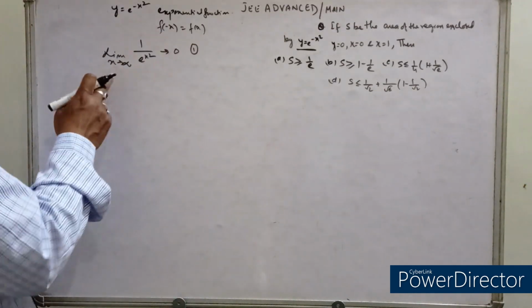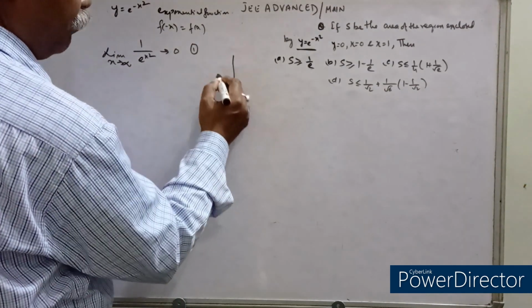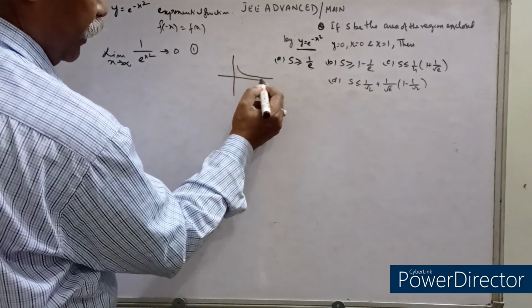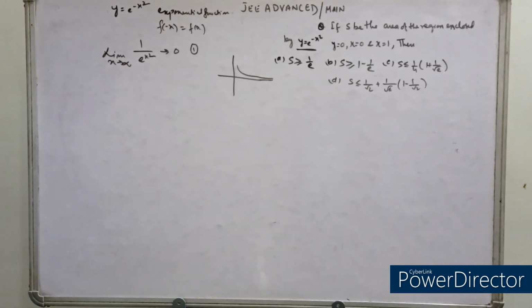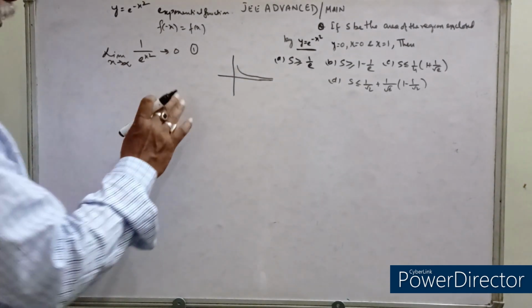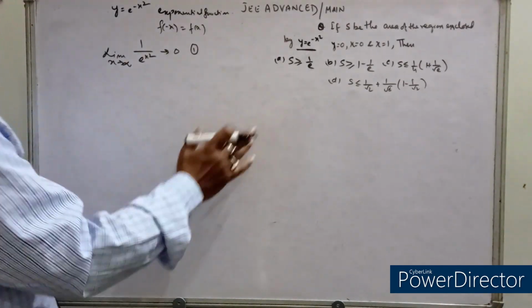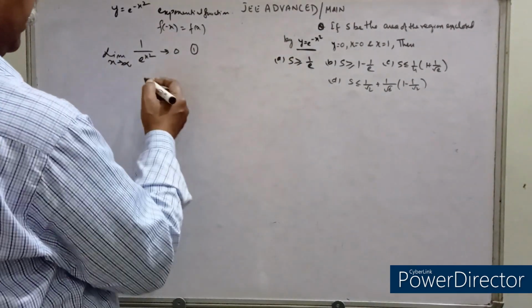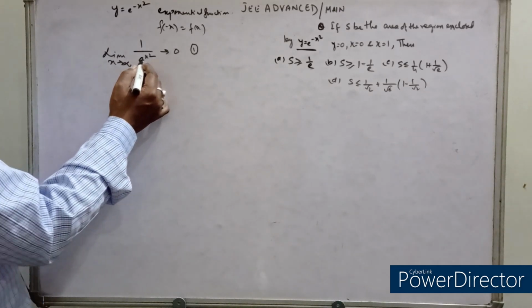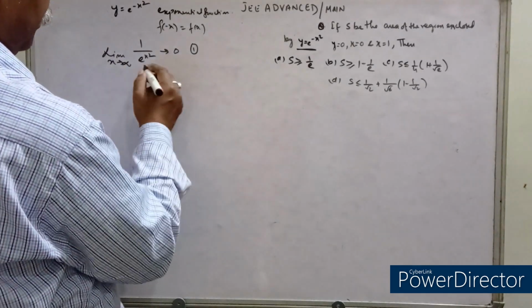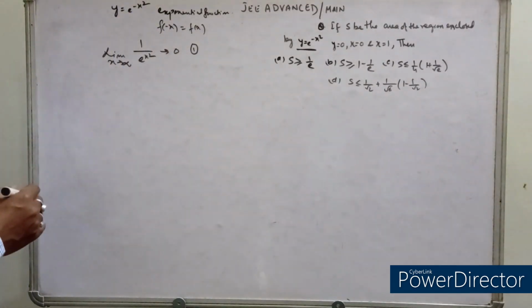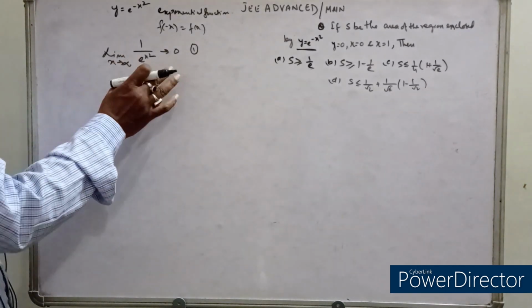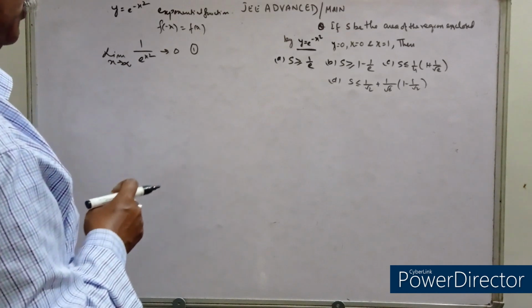That means when x tends to infinity, your graph will be something like this. It will be approaching 0, but it will never have an x intercept. But it has a y intercept, because at x equal to 0, your y is 1. You will have a y intercept, but you are not going to have an x intercept. This is the next important point of it.